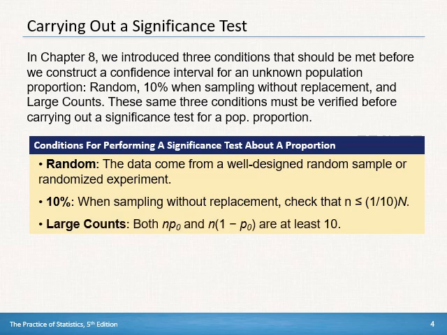Now, the large counts condition is slightly different. We're not using p hat because remember, until we know otherwise, we're assuming that the null hypothesis is true, that the p naught, the hypothesized p-value in the null hypothesis, is true. So that's why it makes sense that when we're checking our large counts conditions, we're using n times p naught. So for us, that would be n, the sample size of 50, times the 0.8, the hypothesized value, and then n times 0.2, 1 minus that.